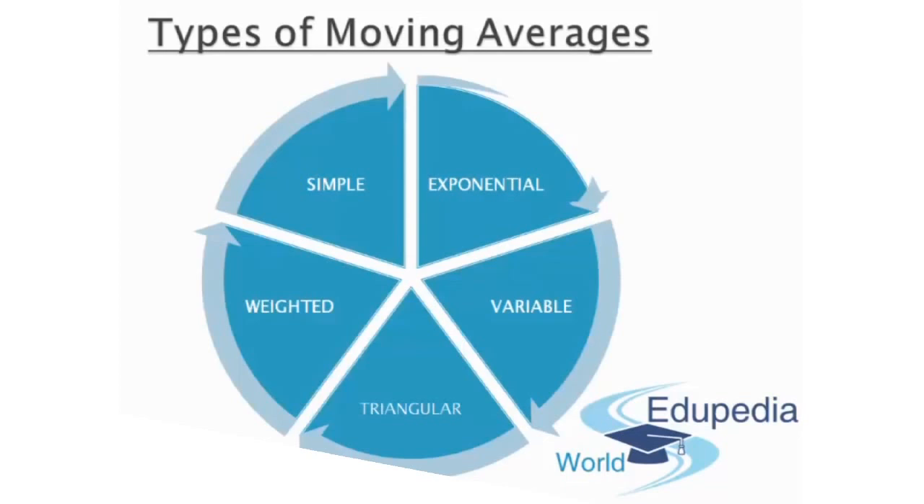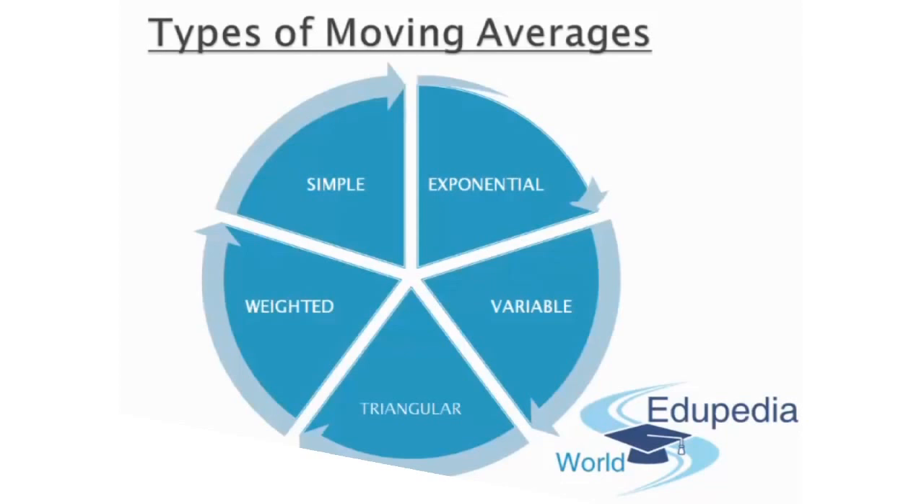Weighted is basically used in simple, exponential, variable, and triangular; in each one of them. So we don't have any criteria specifically called a weighted average. Weighted is being used in each and every kind of average, so it is primarily going to be involved in each one of them. So that's how it's going to be done.